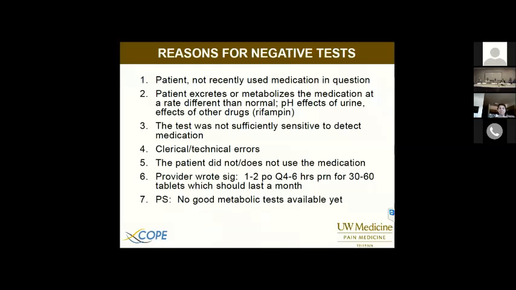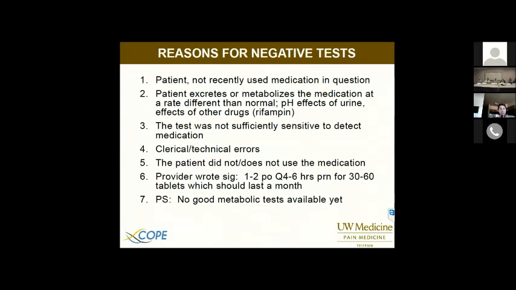Number 6 is something you should think about. The provider wrote a SIG, which is our classic SIG for oxycodone or Vicodin, 1 to 2 PO, Q 4 to 6 hours PRN, and they give 30, 60 tablets and the patient uses it all up. And you come in the third week of their prescription and they don't have any in there because they followed your instructions. I hear this all the time. If you want them to take a maximum of 4 tablets a day, tell them that. A maximum of 2 tablets, tell them that. Tell them you expect to see the drug in their urine, even if you only give them 60 tablets.